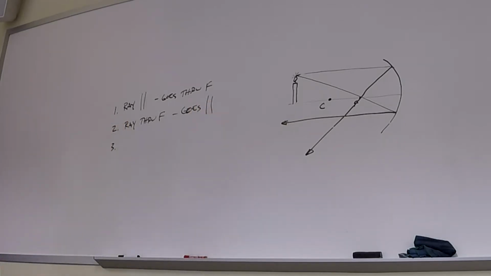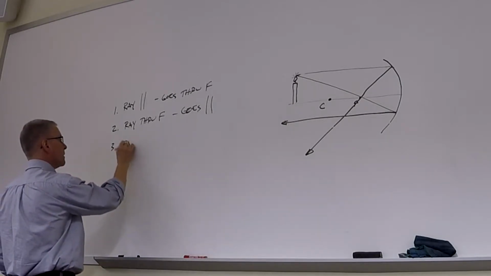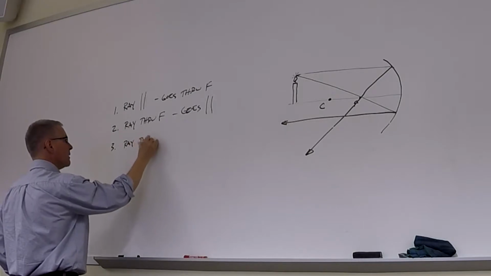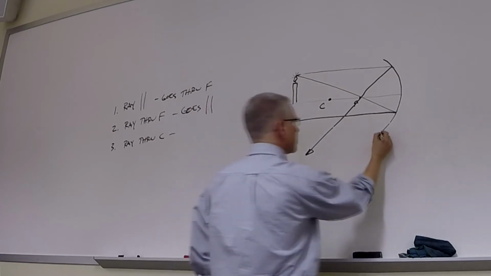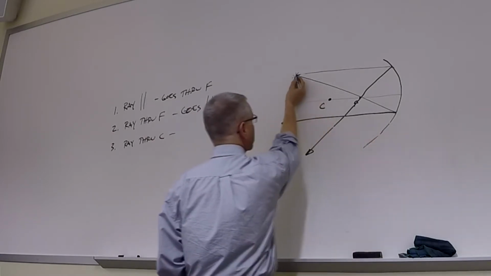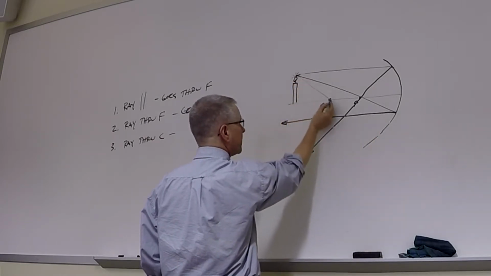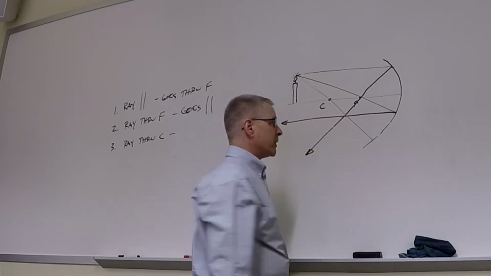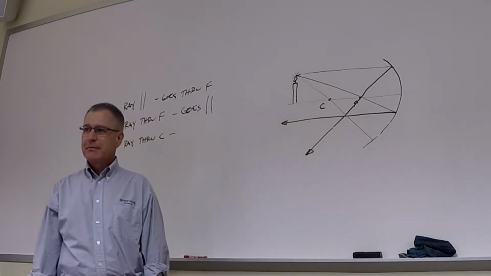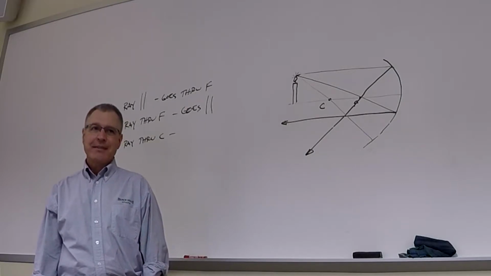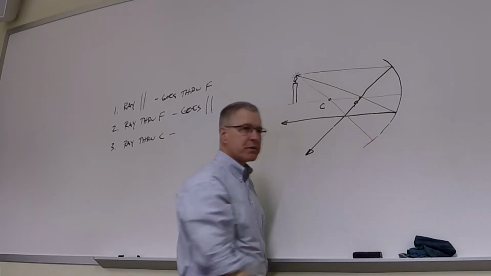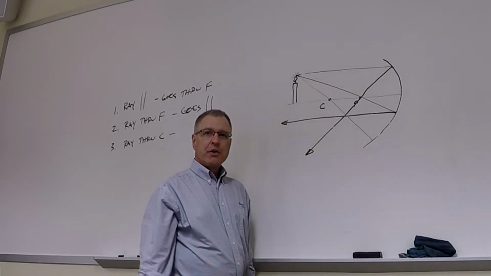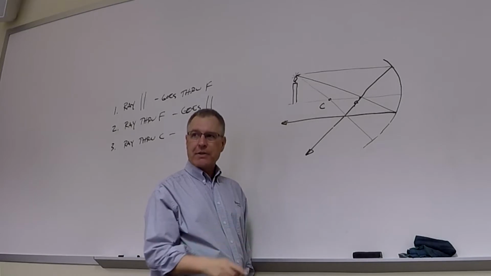And then we have the easy one. A ray right through the center of curvature. I'm going to have to extend my mirror here. Where does it go? It's through the center of curvature of the sphere. Notice that it's right along the normal line to that surface right there. It goes right back on itself, right back through that center of curvature.